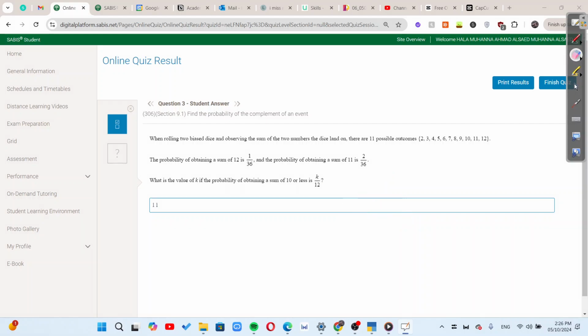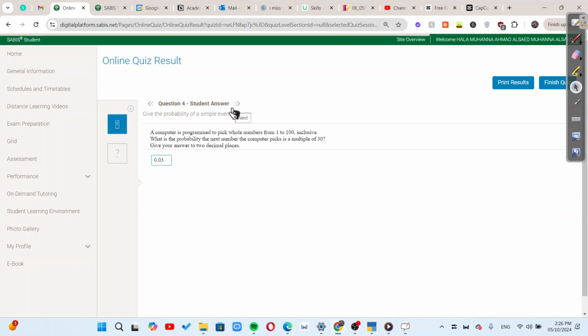Now, next question. A computer is programmed to pick whole numbers from 1 to 100 inclusively. What's the probability that the next number the computer picks is a multiple of 30? First we draw out our multiples of 30. Our first one would be 0, but we can't put it because it's smaller than 1, so we start off with 30. Then 60. Our next multiple is 90. Then our next multiple is 120, but it's bigger than 100. You can't put 100 or anything bigger than it, and you can't put 1 or anything less than it.